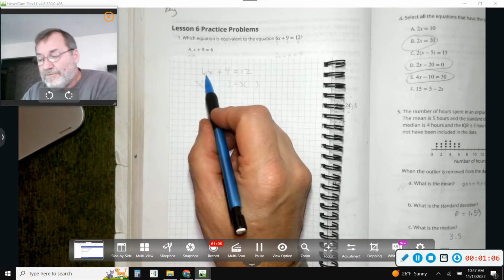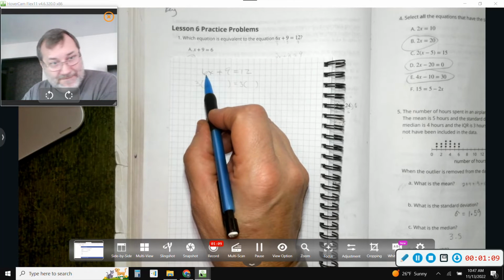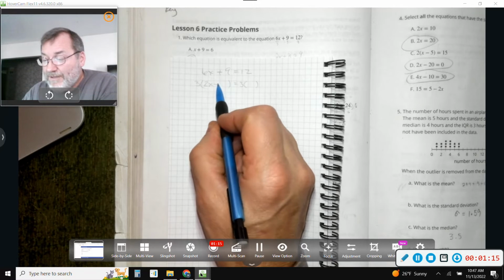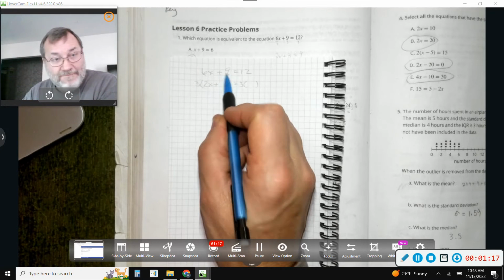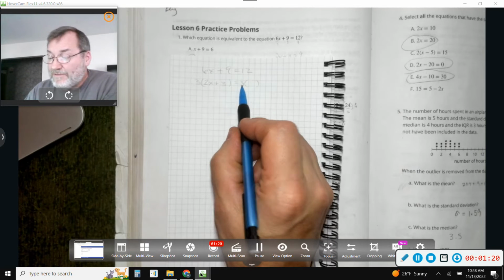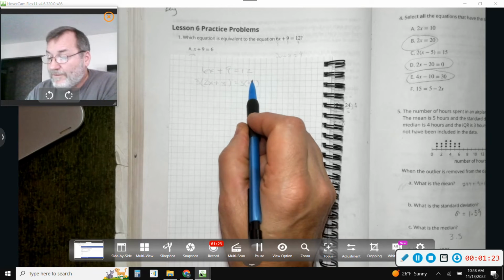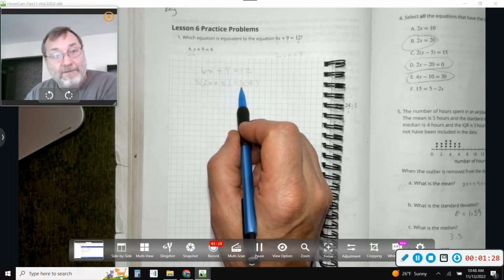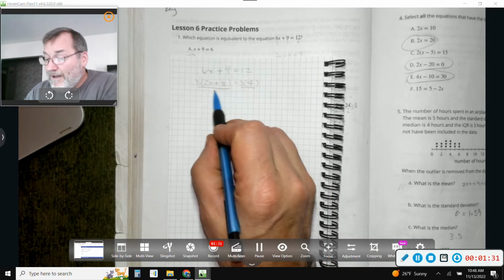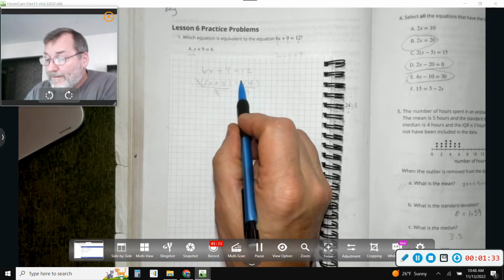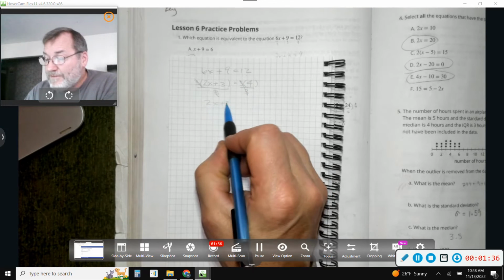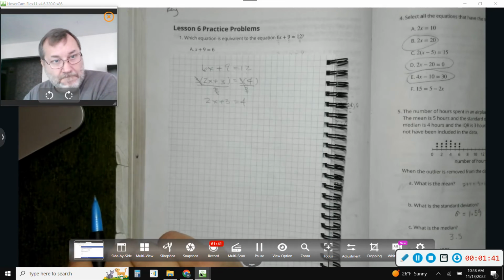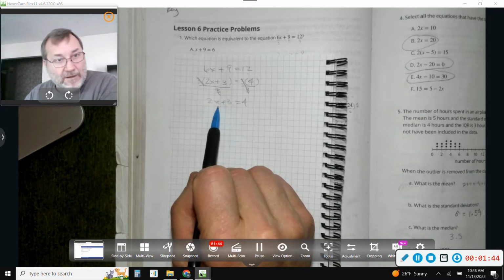3 goes into 6x how many times? Not once. It goes in there 2x times. Plus goes down to a plus. How many times does 3 go into 9? Well, 3 times. How many times does 3 go into 12? 4 times. All right? So again, I did the same thing to both sides. I factored out 3 out of both sides. Now I need to divide both sides by 3. So I have 2x plus 3 equals 4. So this and this are equivalent statements. Okay? So we'll see if this lies in our answer.